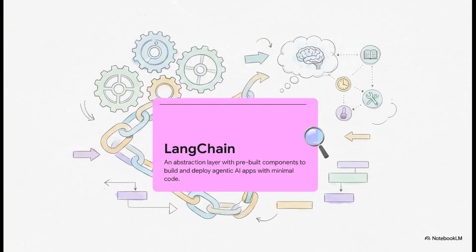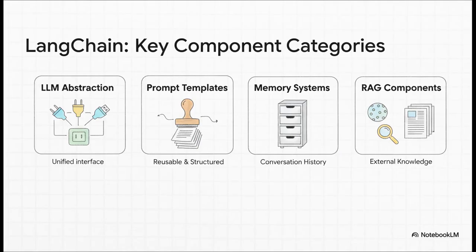At its core, LangChain is an abstraction layer. It provides the essential building blocks for agentic AI. It gives you standardized pieces for memory, for connecting to data, for using tools, so you don't have to reinvent the wheel for every single project. You know what's really smart about LangChain is how it organizes the solution into these logical modules.